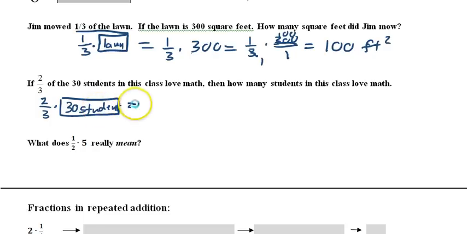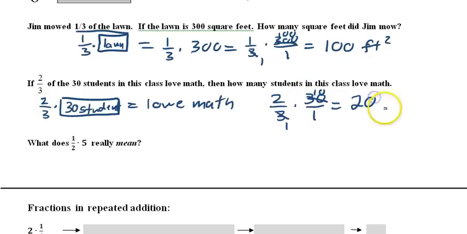And then it says 2/3 of the 30 students in this class tells us how many love math. So if you do that multiplication, it leaves us with 20 students who love math. And that's when we use multiplication in there. Multiplication in a word problem. It's when we're getting a portion of some whole part.